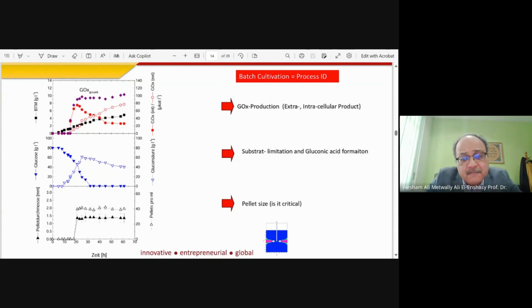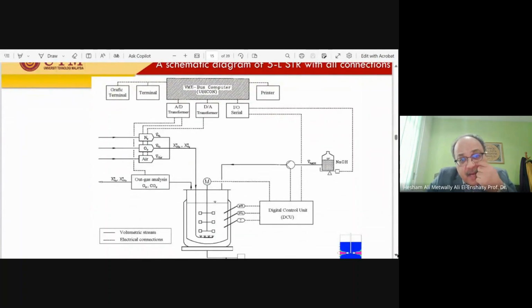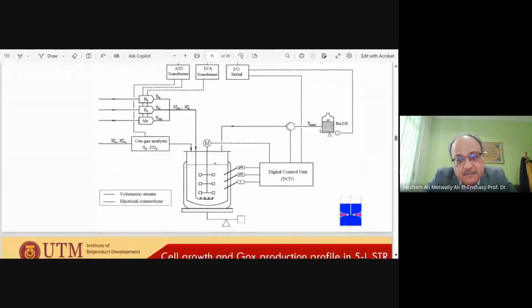This is another problem here. And the biopellet is critical, because the biopellet diameter is about 1.5 millimeter. Then we have this 5-liter system with schematic programming to see how we cultivate. We control the pH, dissolved oxygen, temperature. We look also at the off-gas analysis to understand the CO2 production and oxygen consumption, and all those together under the Opicon control system. And we have sodium hydroxide to adjust the pH because I produce gluconic acid in this process.